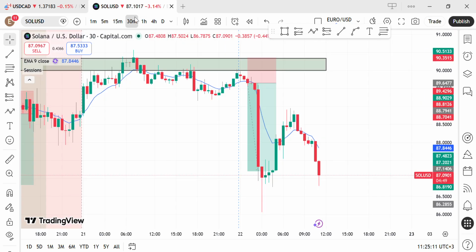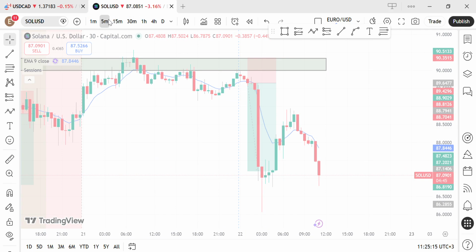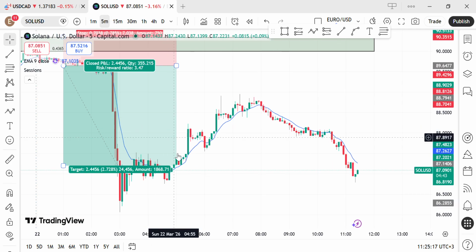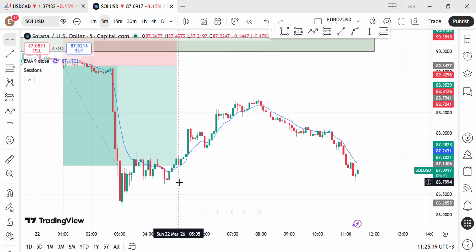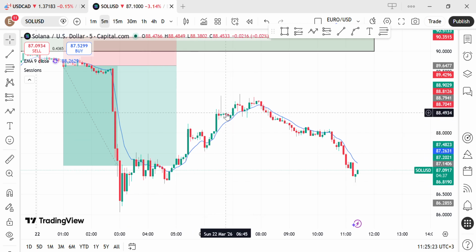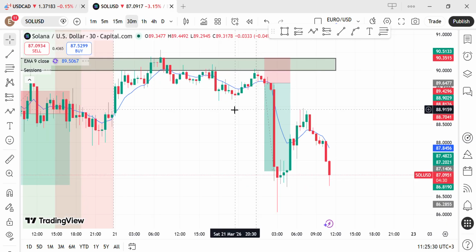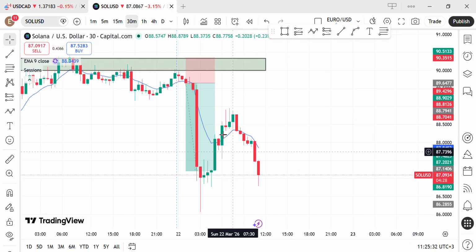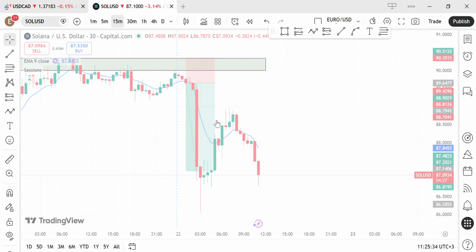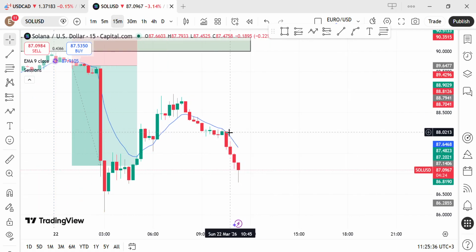So you scale in, you can see it was making a lower high. Let me scale into the 5 minute to see the structure clearly. Lower high, high, low, high, low. See, then the market just suddenly changed structure, to bearish. Let's go into the 30 minutes to see something clear. So this is the reason why.